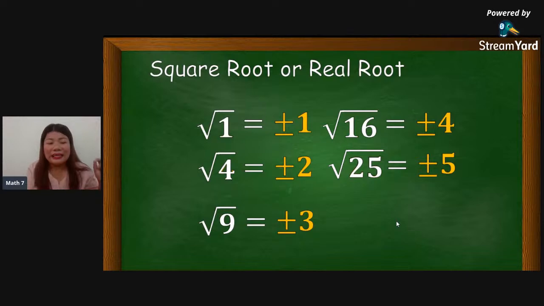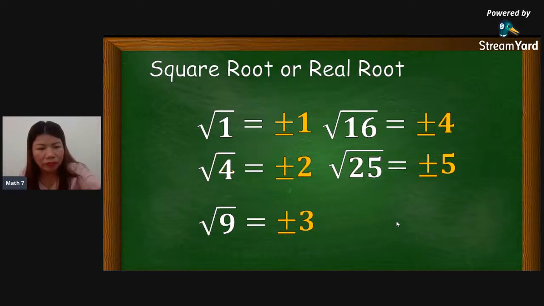Kulang pa ng isa. Katulad ng sinabi ko kanina, ang real root ay dalawa ang sign. It's either positive or negative. Okay? Ano kayang sagot natin dito? May kulang pa. Correct, that is negative 17. Positive and negative 17.